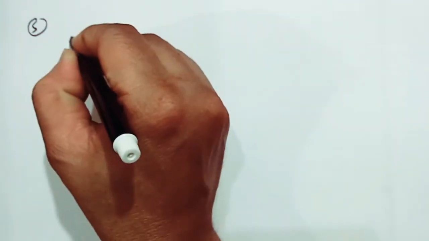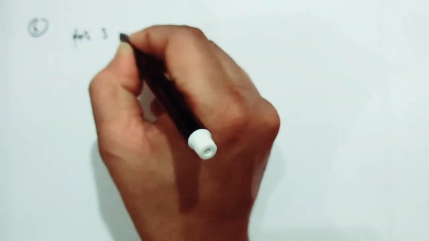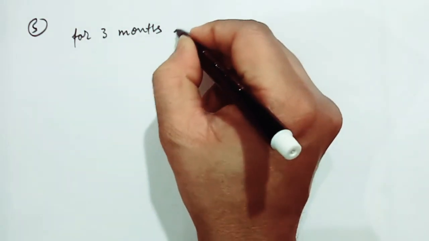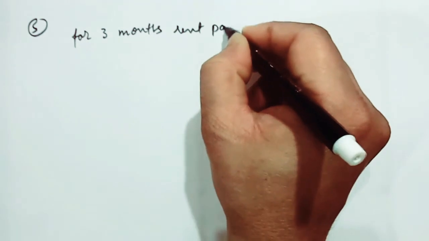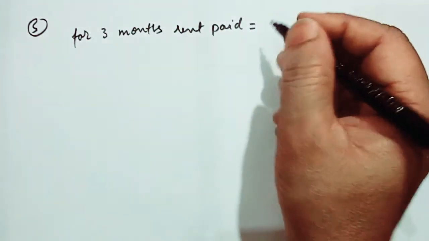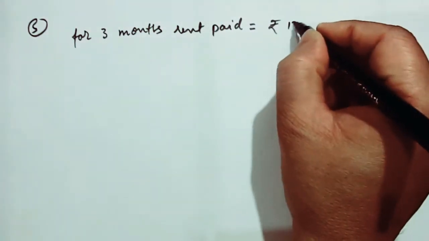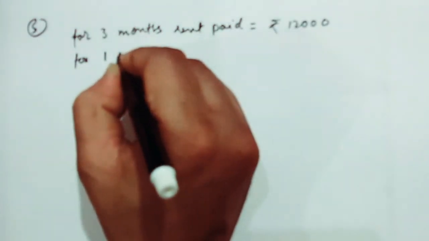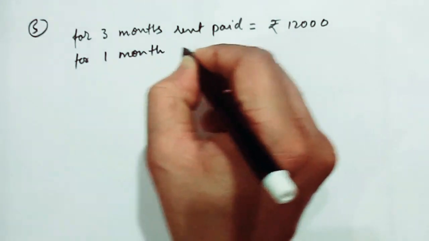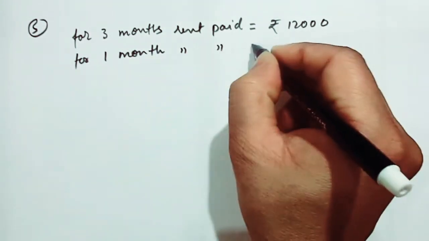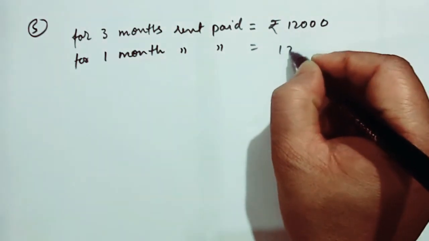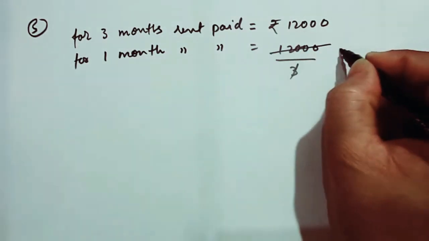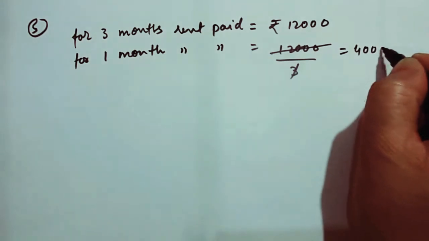So for 3 months, rent paid is equal to how much? Rupees 12,000. So for 1 month, the rent paid will be naturally 12000 by 3. 3 4s are 12, so 4,000.